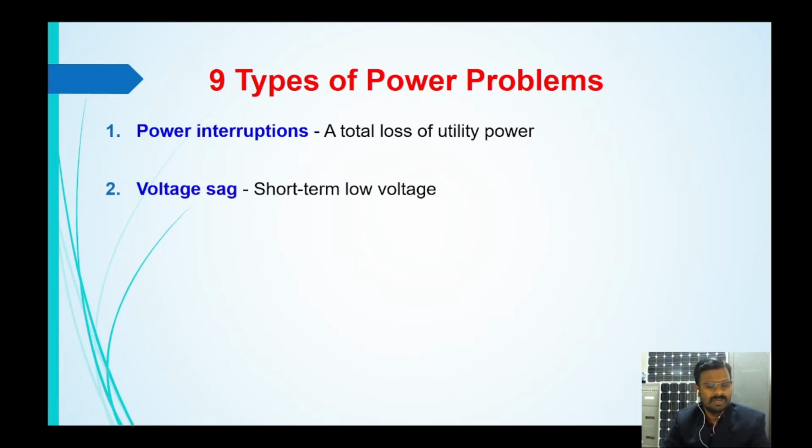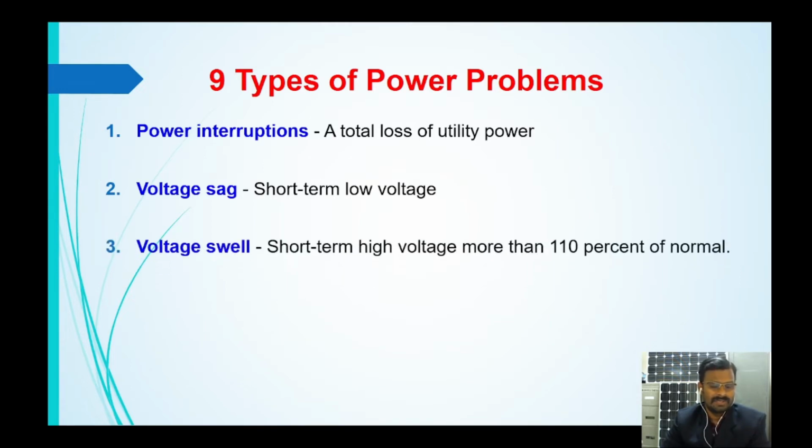The second one is voltage sag. For a short duration of time, the voltage is reduced by almost 10 percent from the normal standard value, so you get almost 90 percent of the standard value for the load. This type of voltage dip is called voltage sag. Voltage swell is just the reverse: a voltage 10 percent more than the standard value for a short time period. This is called voltage swell.